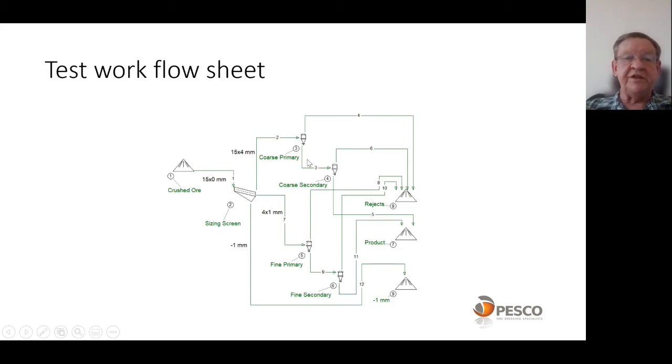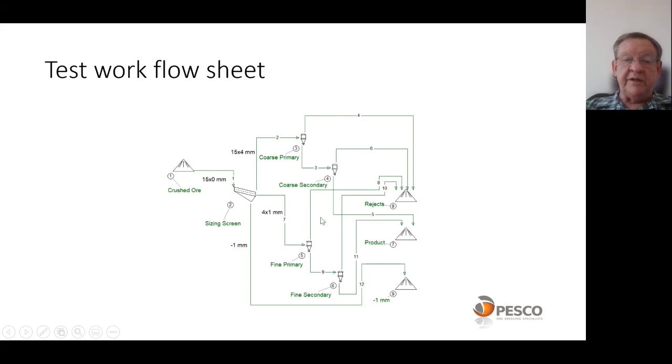Here's a test work flow sheet. So we've got our crushed ore, which is 15 by 0. We then screen it into a coarse fraction, 15 by 4, with 4 millimeter being our intermediate size. We generate a 4 by 1 millimeter, and then we have the minus 1, which we throw away. The 15 by 4 is the coarse that goes through 2 stages, so a coarse primary and a coarse secondary. Both the floats from the primary and the secondary go to reject. The sinks is retreated, and then the sinks from the secondary cyclone is product.